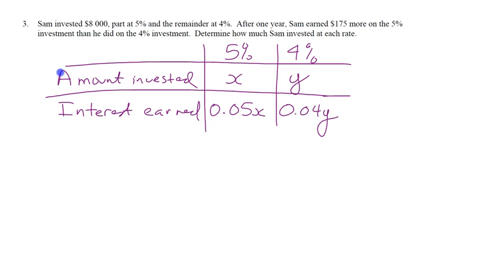Okay, so we're going to set up some equations. What do we know about X and Y? Their money, and their sum total is $8,000. Now we know that Sam earned more interest on the 5% than he did on the 4%, so how are we going to express this second sentence? After 1 year, Sam earned $175 more on the 5%. 0.05x.